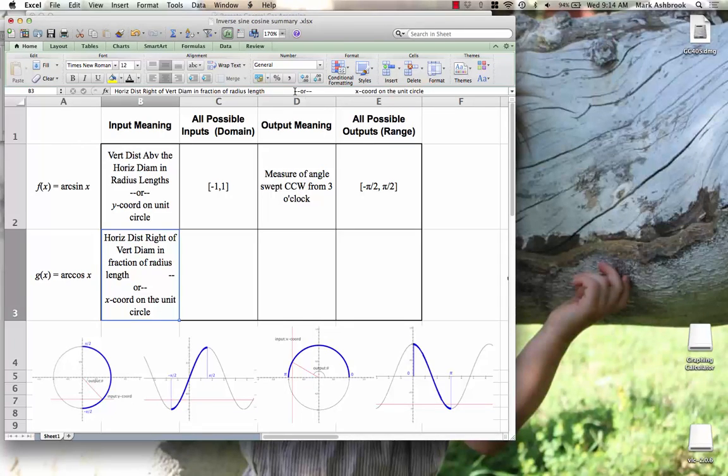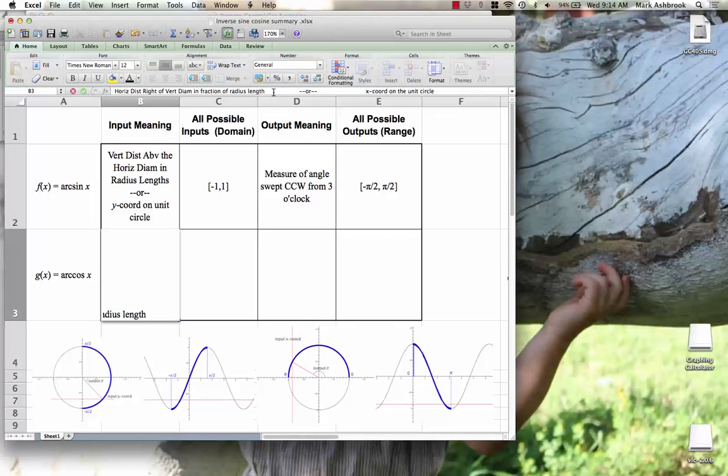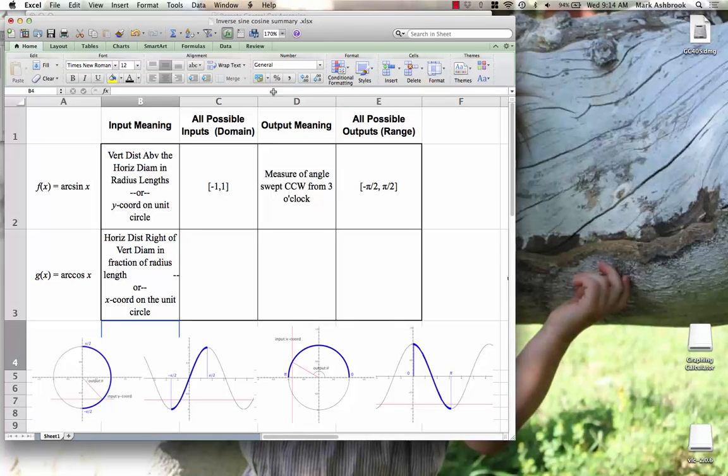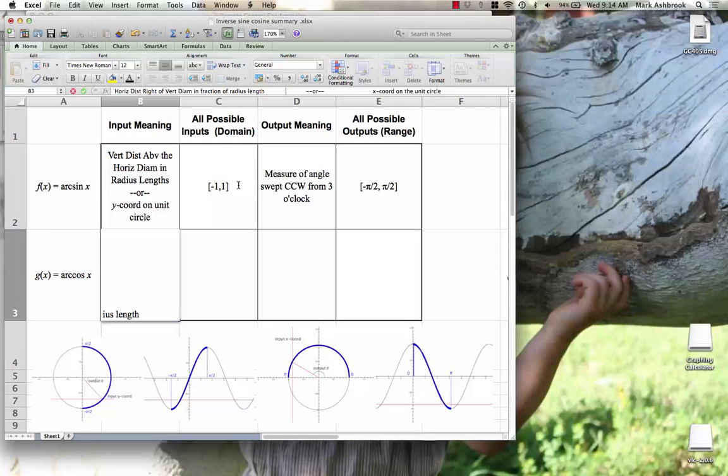I don't really know what I need to do here. I need to do a couple more spaces. No, over here. There we go, got it.